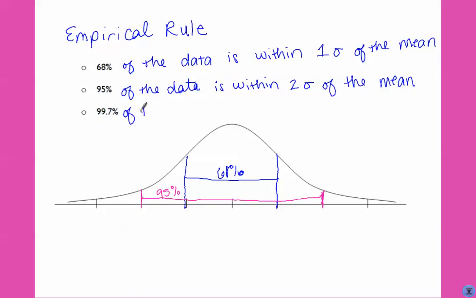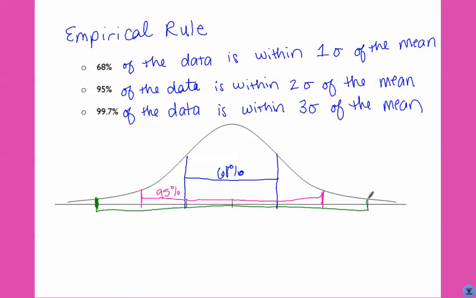Hopefully you can guess. 99.7% of the data is within three standard deviations of the mean. So if we go out to 3 and all the way over, so pretty much everything under the curve except for this little tail on either side, that's 99.7% of the data.